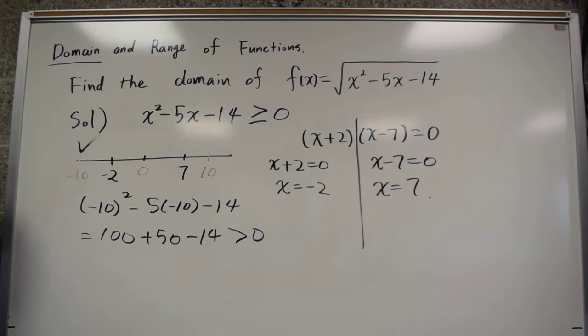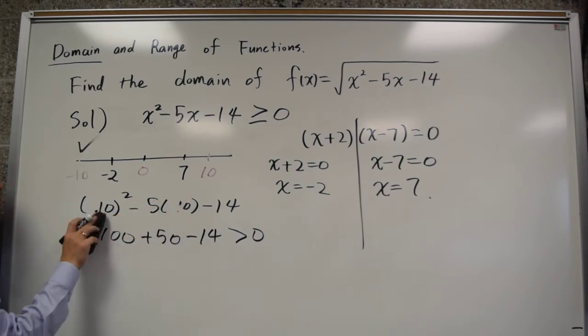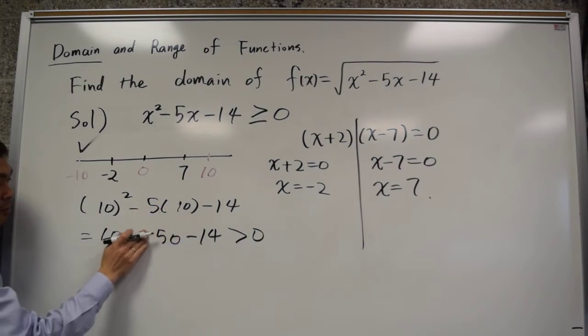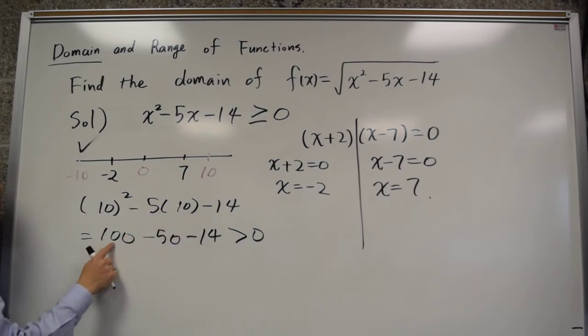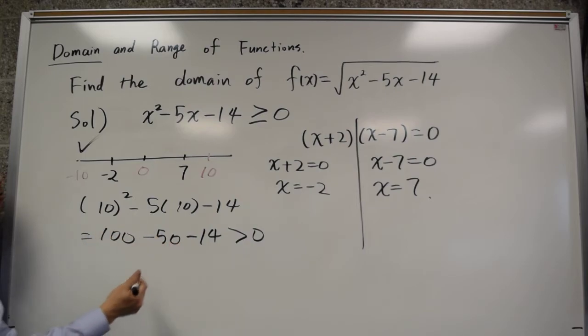Now let's try the positive 10 one. All we have to do is this, right? 10 squared is still 100. And 10 times 5, this time it will be negative, right? 100 minus 50 is 50. 50 minus 14 is 36. It still works, so that's a good one.